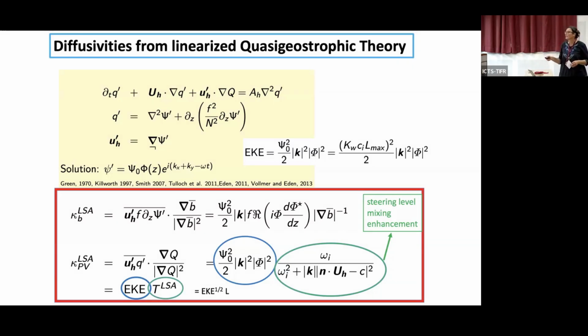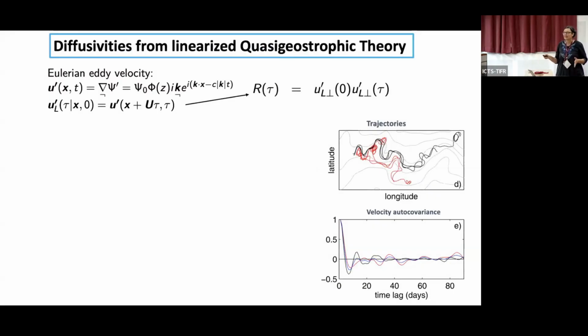So you can write this also as this product of eddy kinetic energy, and this can be considered like a length scale. It has the dimensions of time. And now we can actually compare this to quasi-linearized Lagrangian diffusivity. So we're assuming that I have here my Eulerian eddy velocity, and then I'm assuming, and this is sort of the linearization, that my eddy velocity at time tau for a drifter that was at time 0 at point x, I'm just saying it will be advected by the mean velocity, and this is the linearization.